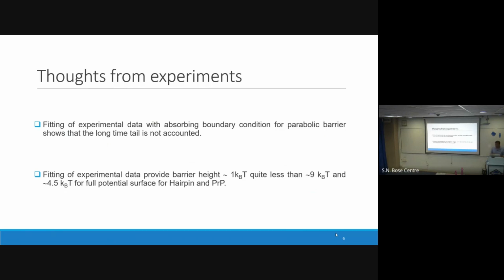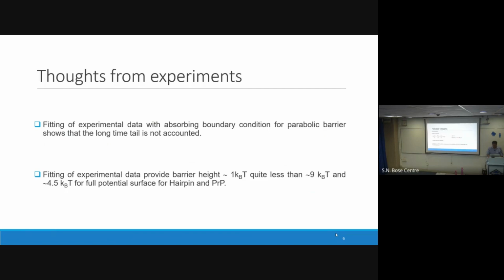Okay? So what happens when one fits with the available analytical results is that for the hairpin the barrier height is about 1 kBT only, and for PRP it is 0.5 kBT, which is far less than the experimental estimate. So one of them is wrong. What could be the possible reason for this kind of discrepancy between the experiment and the analytical theory? There are mainly two problems.